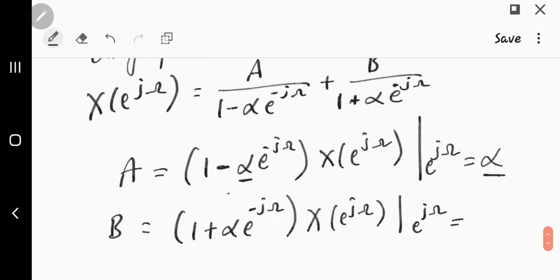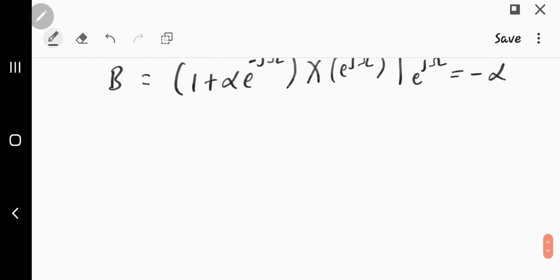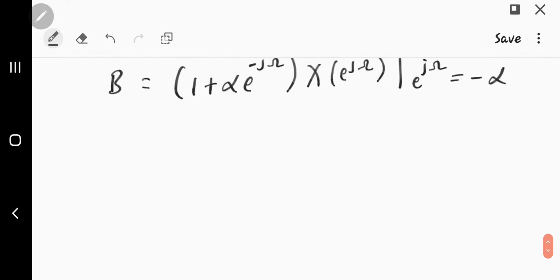So these are the two cases you have to remember while finding the values here. Why? Because if plus is there, alpha becomes minus. If you have minus, you have to just substitute plus alpha there. So this is how we are going to find the partial fraction expansion here.